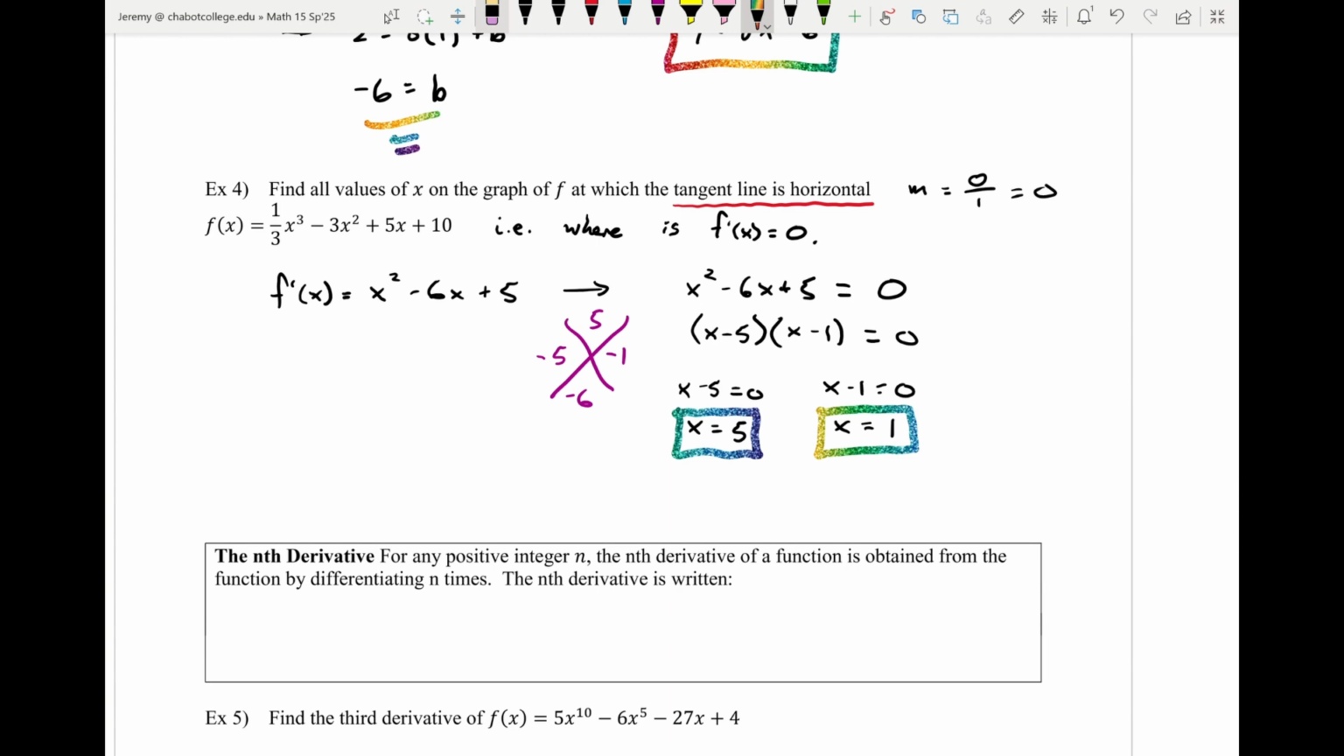Okay, and I'll kind of spoil it for you here. The graph, it's a cubic function. It's going to roughly have this shape. And right here, this is going to be where x equals 1. And right here is going to be where x equals 5. Okay, and if we look at the tangent lines at those points, they're going to be horizontal lines like that.